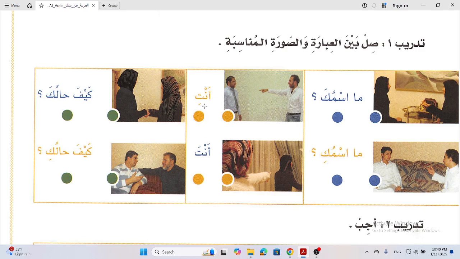And Anta means you, as it is a male Dhamir, so we will connect it with the male picture, and Anti is female Dhamir, and we will connect it with the female picture. Kaifa Haluka is a male Dhamir, and we will connect it with the male picture, and Kaifa Haluki is a female Dhamir, so we will connect it with the female picture.